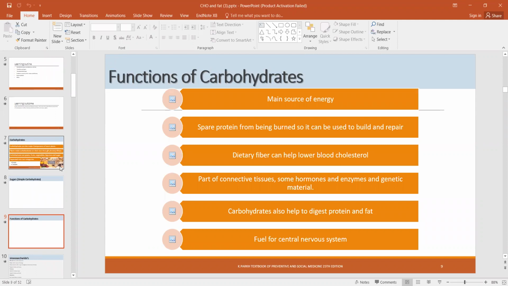Carbohydrate is the main source of energy. It spares protein from being burned so it can be used to build and repair. Dietary fiber can help lower blood cholesterol, and is part of connective tissue, some hormones, enzymes, and genetic material. Carbohydrates also help to digest protein and fats, and are fuel for the central nervous system.